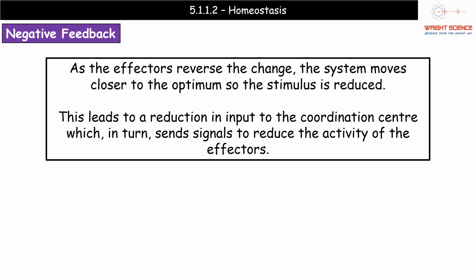So what we're going to see here then is as those effectors are reversing the change, the system moves closer to the optimum, and as a result of that, the stimulus is going to reduce. Because remember, the stimulus is the moving away from that optimum point. So if what we're doing with our effectors is bringing us back towards the optimum, we're reducing that stimulus, and therefore there's going to be a reduced input to the coordination center, and so that's going to reduce the activity of the effectors.